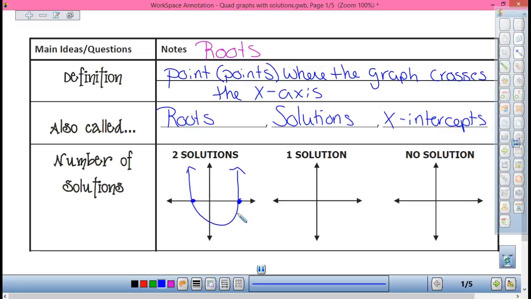When our vertex is on the x-axis, okay, so if I have a parabola that looks just like this, okay, that's just one solution because the only point where it crosses the x-axis is that vertex. Okay, and then sometimes if we move our parabola up or down, does that cross the x-axis? No, so then it's going to be no solution. Okay, if it doesn't cross the x-axis at all, then it doesn't have a solution. Right?